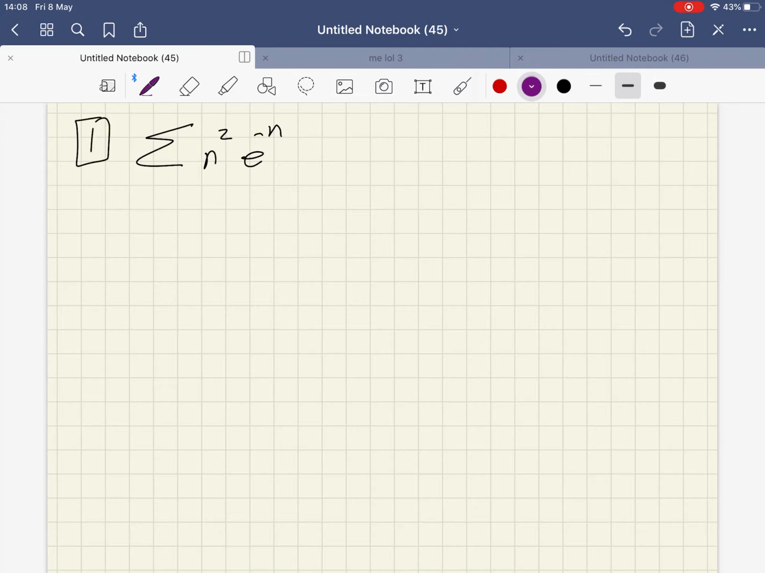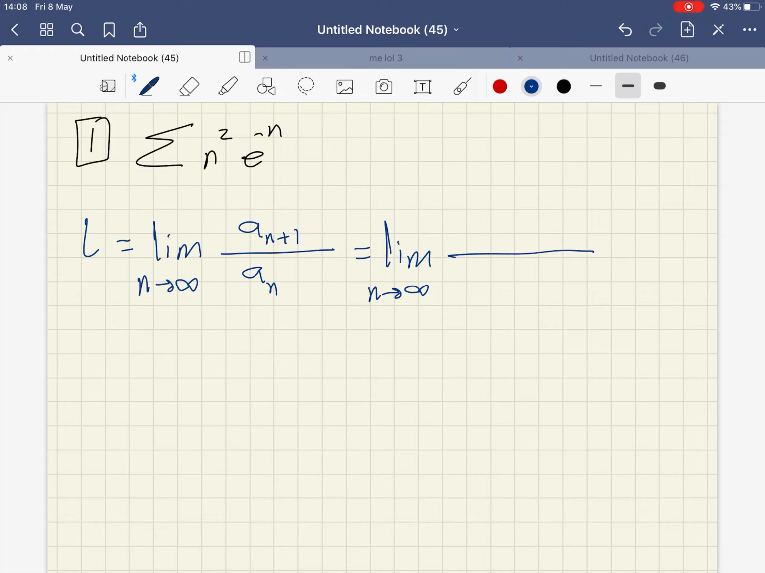For the ratio test, we need to find the limit as n goes to infinity of a_(n+1) over a_n. Now a_n is already written in the question, which is n squared e^(-n). Okay, and a_(n+1) is the same, but you just change every n you see into n plus 1.